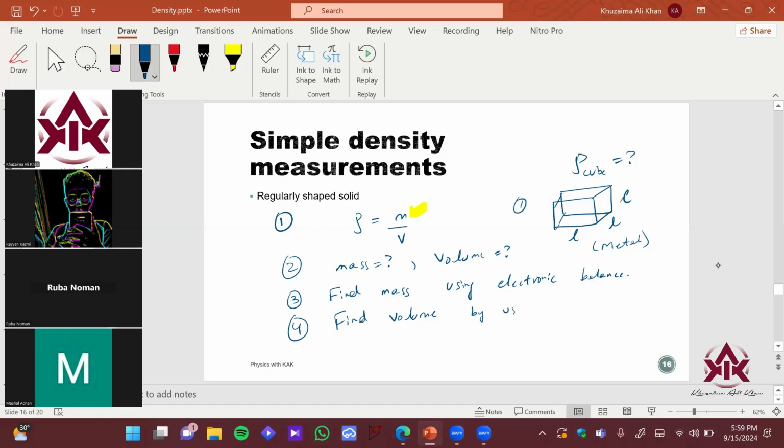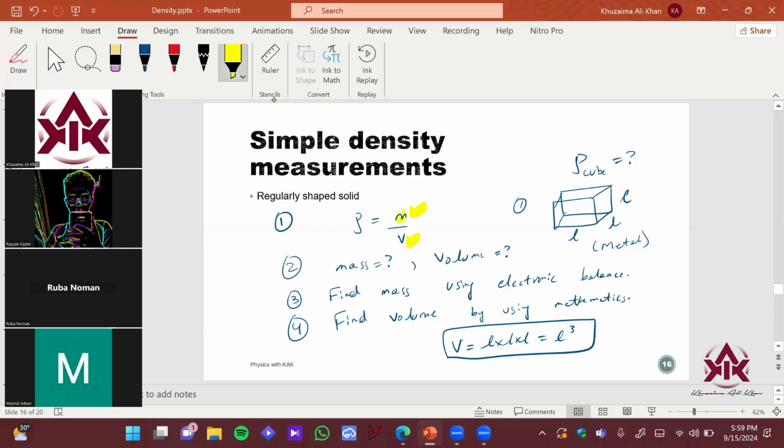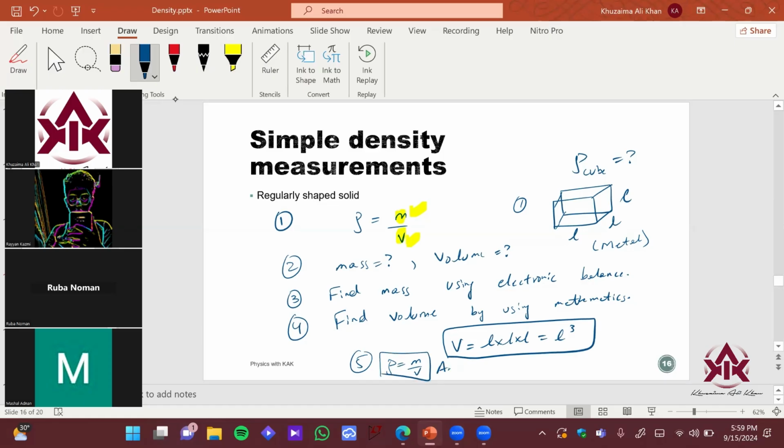It is a regularly shaped cube. As Ryan said, sir, you can find the volume of this cube by using mathematics, right? Because इसका फॉर्मूला हमारे पास अवेलेबल होता है। And how do you find the volume of a cube? That is length times length times length, that is L cubed. So using this formula you can find the volume also. So आपके पास मास भी है, आपके पास वॉल्यूम भी है। You can simply find the density of this cube by applying density equals mass upon volume, ठीक है? And that will give you the answer, right? Either in gram per centimeter cubed, depending upon your units, or it would be in kilogram per meter cubed. Does this make sense?